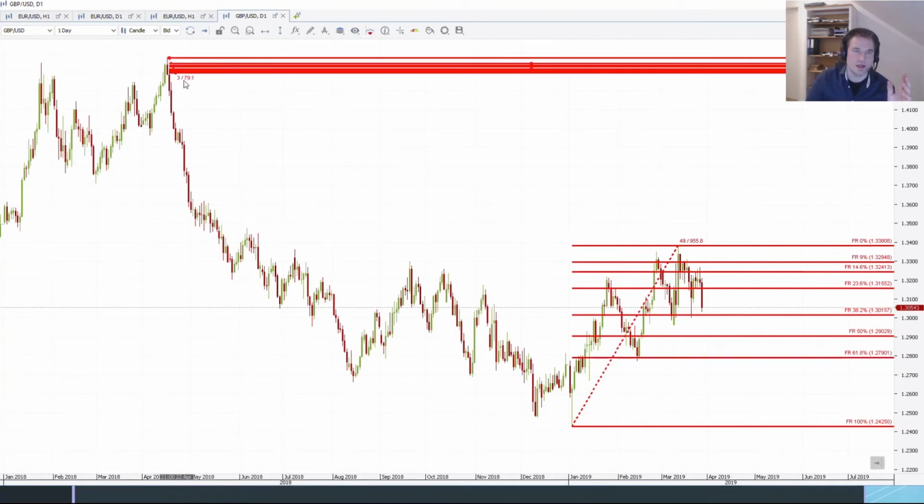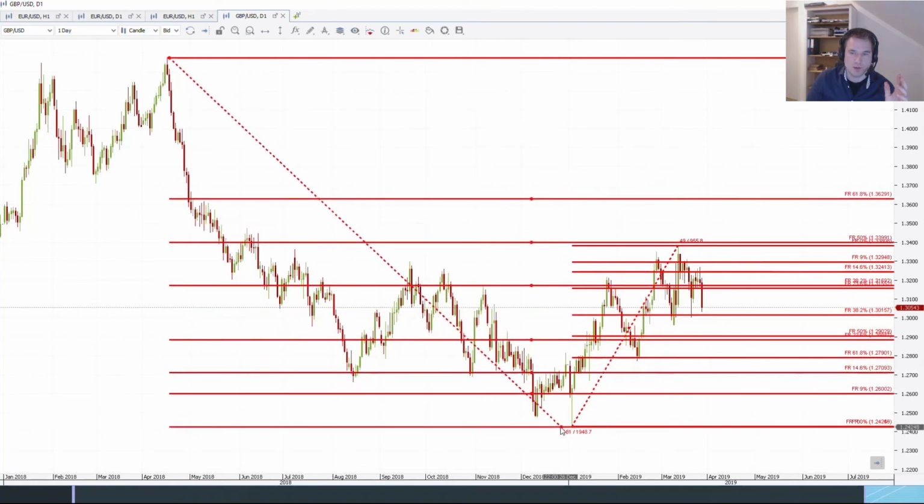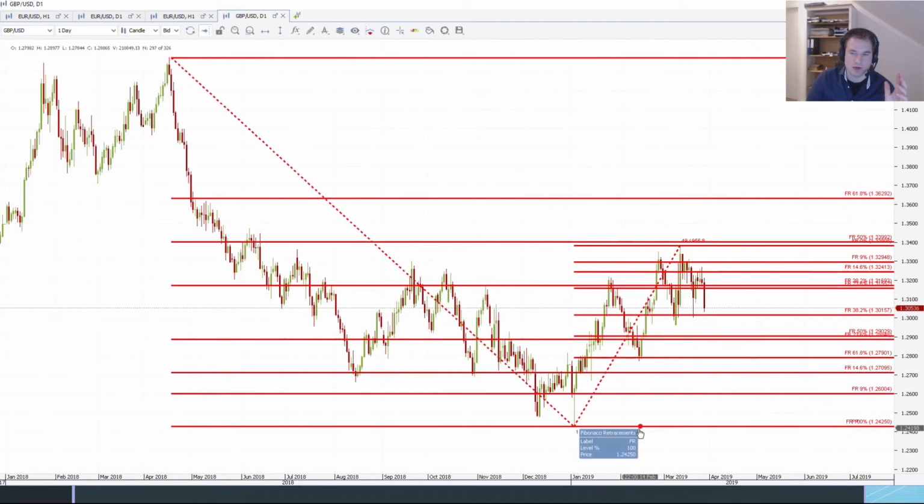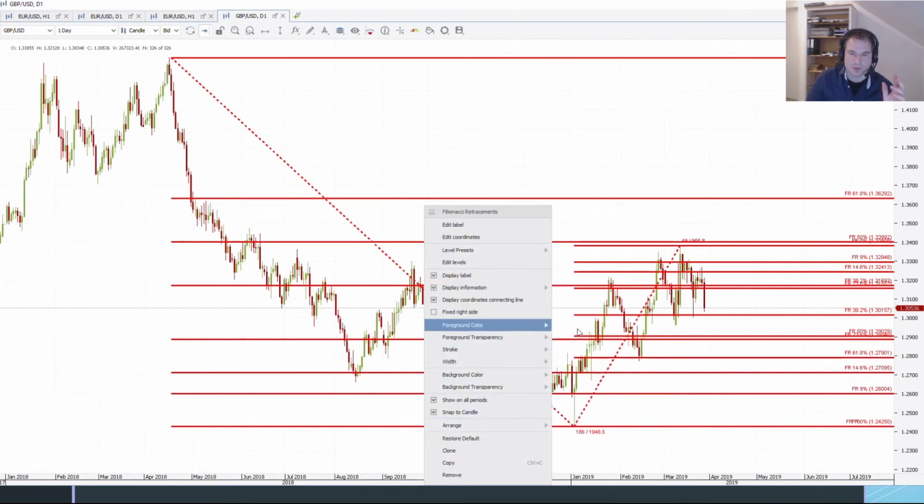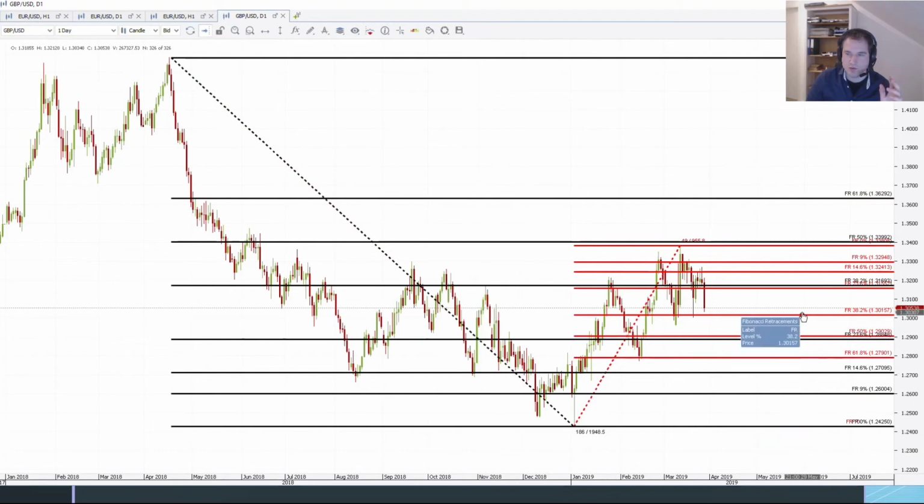I take this high and I'm going all the way back till this low. So my 0 and the 100% are now exactly the same. And I'm going to give this another color. And now you can see very well that we have some major clusters. So we had a major cluster on the 23 and the 38.2%.